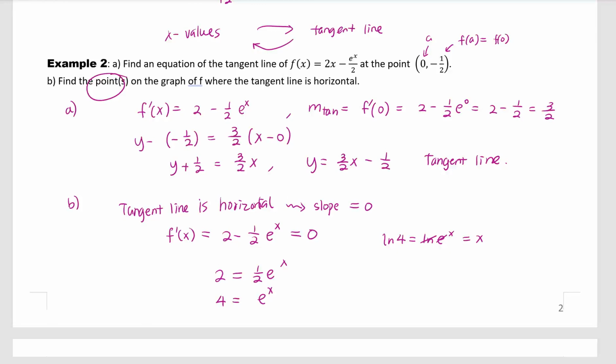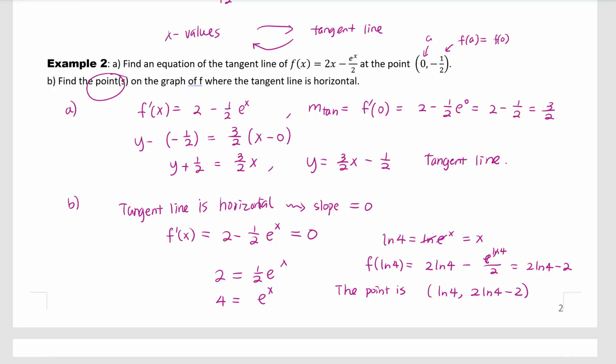Okay, and we're looking for the points, not only the x values. So if the x value is ln of 4, what is the y value? Well, f of ln of 4, you plug it back into our original f, right? So we get 2x, x is ln of 4, minus e to the ln of 4 over 2. But e and ln cancel. 4 over 2 is 2. So 2 ln of 4 minus 2. Okay, so the point is ln of 4, 2 ln of 4 minus 2. Okay, so let's draw some pictures.